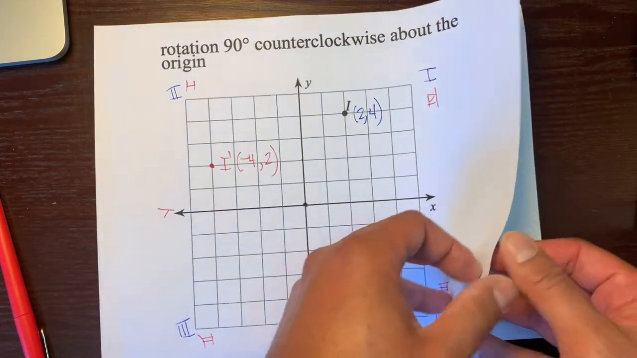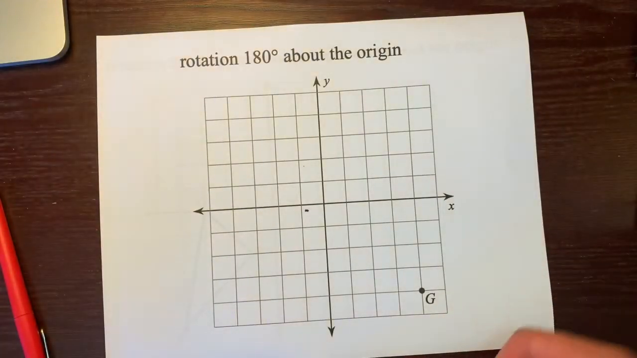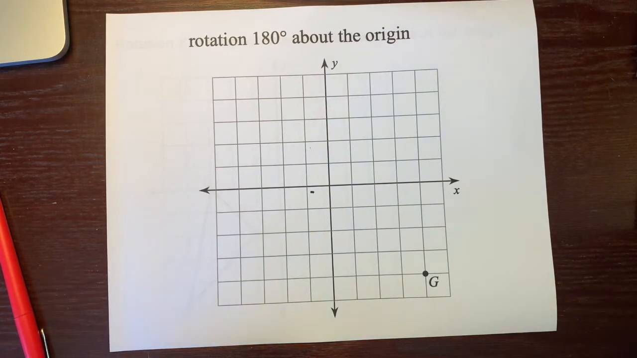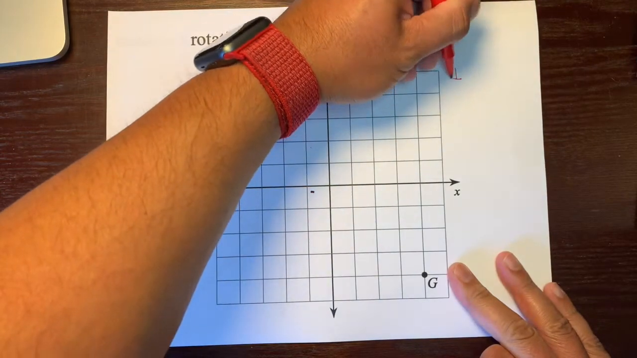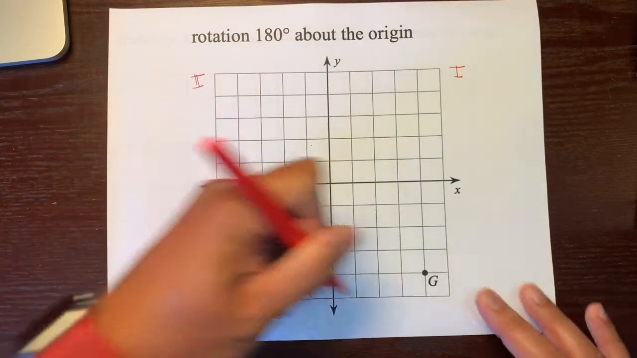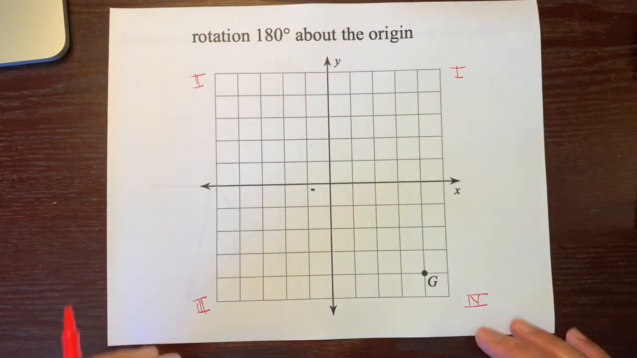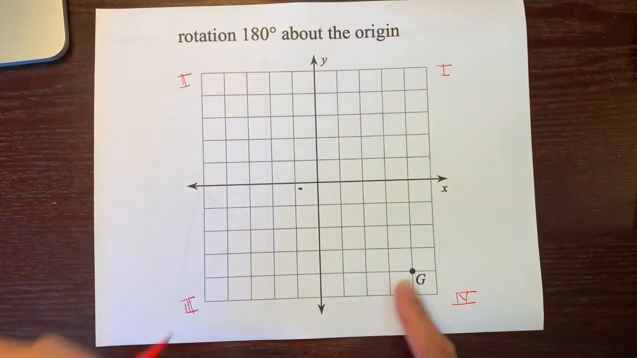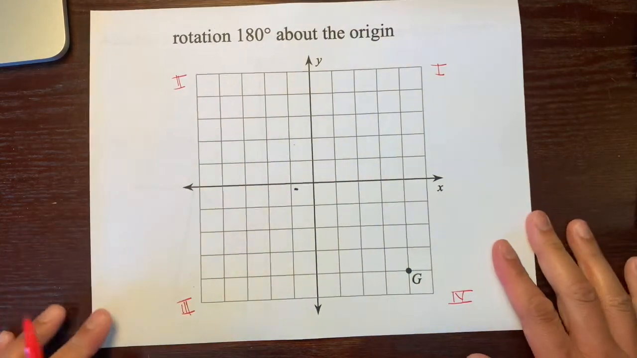Okay, so here is the second example. Rotate 180 degrees about the origin. So let's mark up first quadrant, second quadrant, third quadrant, and fourth quadrant. And we want to rotate this G. Don't mind this little point right here. This is just the marker bleeding through from the previous problem.